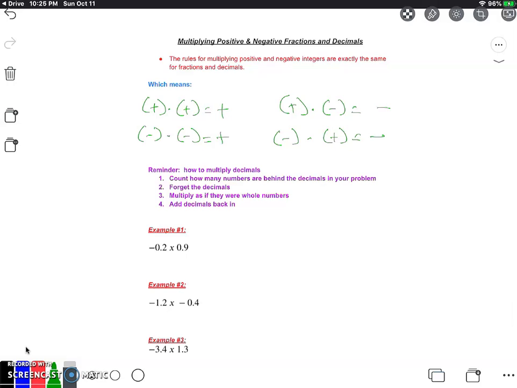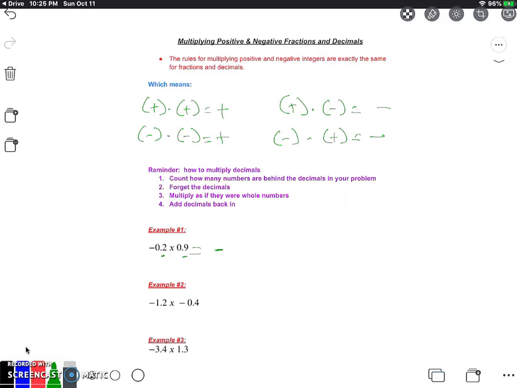You really don't have to pay attention to the sign until the end, but if you want to go ahead and identify it first, you may do that. So I'm going to put an equal sign here, and I've got a negative times a positive, so I know my answer is going to be negative. I'm going to work my work further to the right. I have 0.2 times 0.9, and remember, the step is to count how many numbers are behind the decimals in your problem. In the first one, I have one number after my decimal, and in the second number, I have one number. So 1 plus 1 is 2. In my answer, there should be two numbers after my decimal.